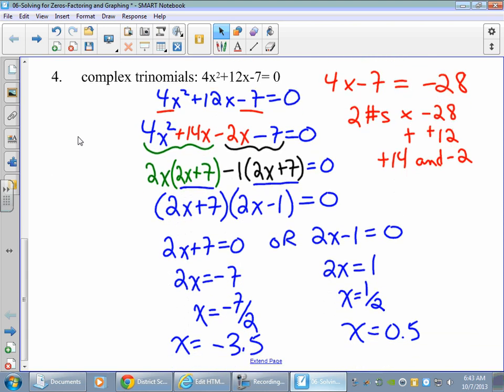Last example here, complex trinomials. That's what I call anything that doesn't have an x squared by itself at the front and isn't obviously a common factor, simplified. So we start with the 4 times the 7, these two numbers here and here. I'll use 0 here and here, multiply them together, and get a sort of key number of negative 28. So we want two numbers that multiply to negative 28 and add to positive 12. Those two numbers are 14 and negative 2. And then I go through the process here.